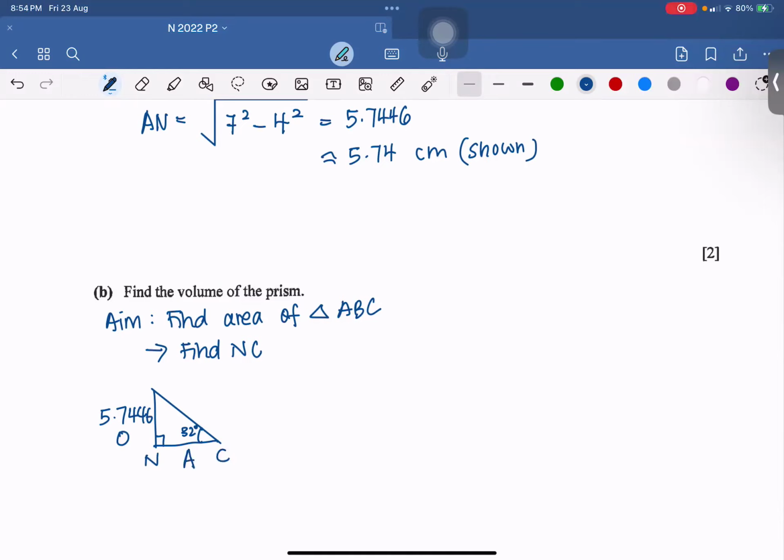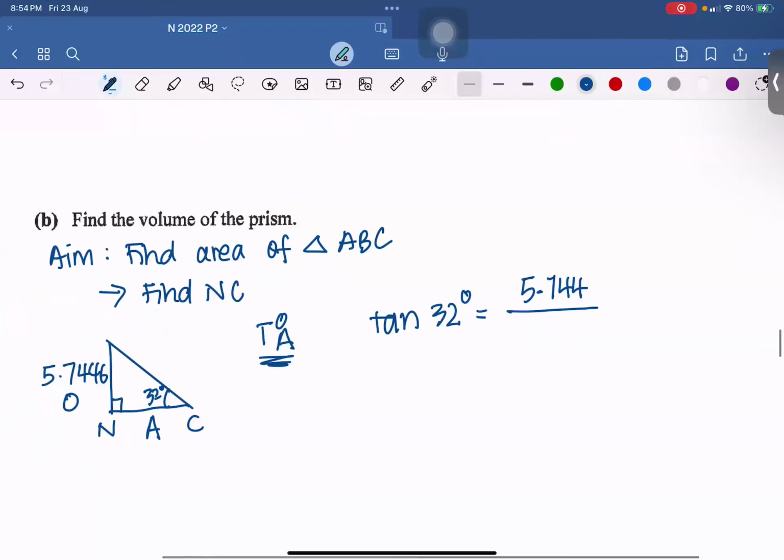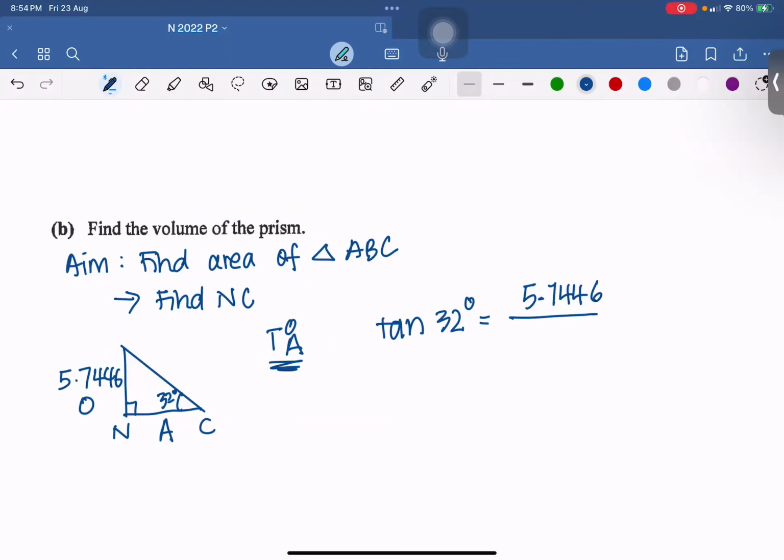This is my A. So TOA, tangent. Tangent must go with the angle, tangent 32 equals opposite over adjacent. Sorry, I saw 82. Oh, I write too small lah. Sorry, never mind. I zoom in bigger. Tangent 32 equals 5.7446 over NC, right? Then we do cross multiplication. Or actually, no need to cross multiply. I switch the position. NC comes on top.